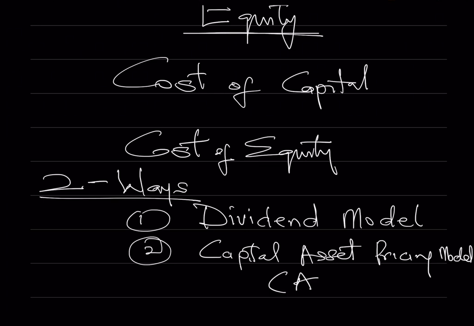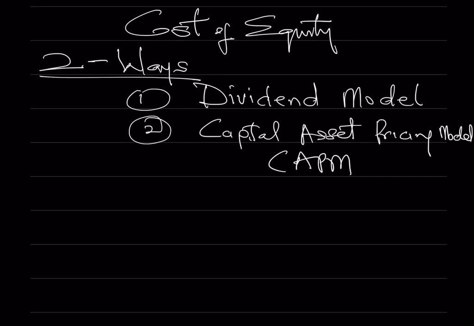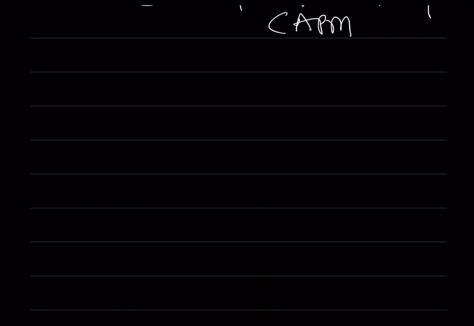I will call it CAPM, capital asset pricing model. Those are the two methods you normally have to use to determine your cost of equity. But I will start from the dividend model first before we go into the capital asset pricing model. So let's start with the first model, which is the dividend model.